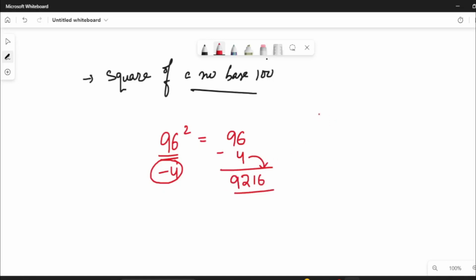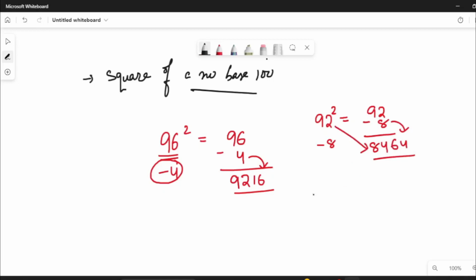Let's try to do another number. 92 whole square. Okay. Now as you can see, this number is 8 less than 100. So what you have to do? Now 92 minus 8. Okay. So what do you get? Now this is your 84. Okay. Now in place of 8 square, you have to write 64 here. So this is the answer of 92 square.